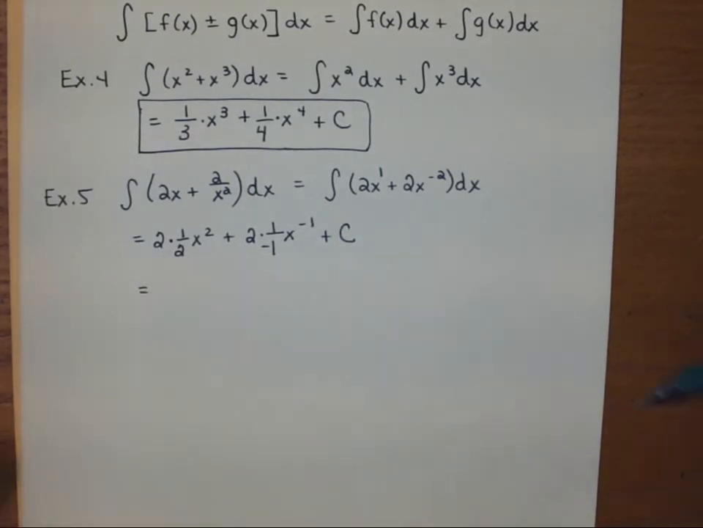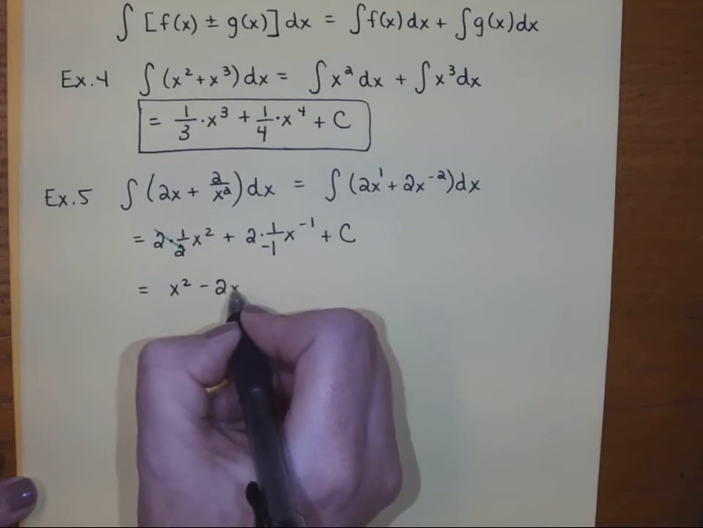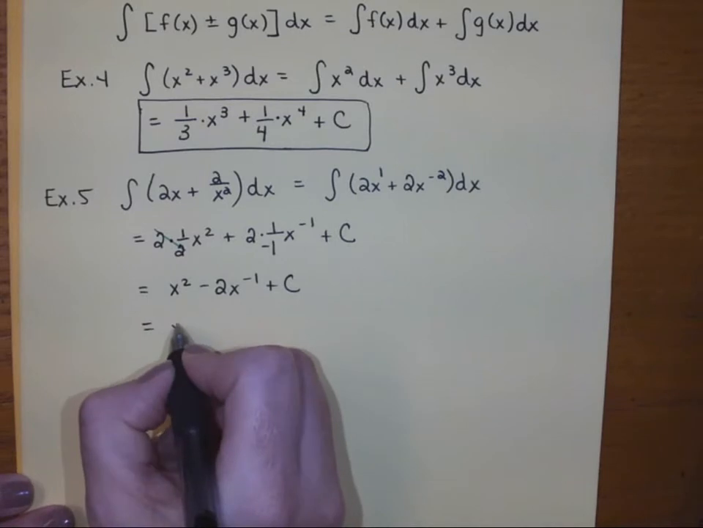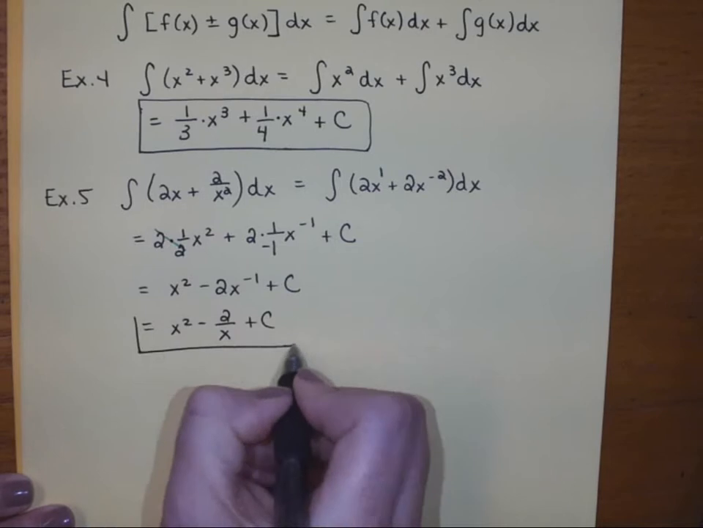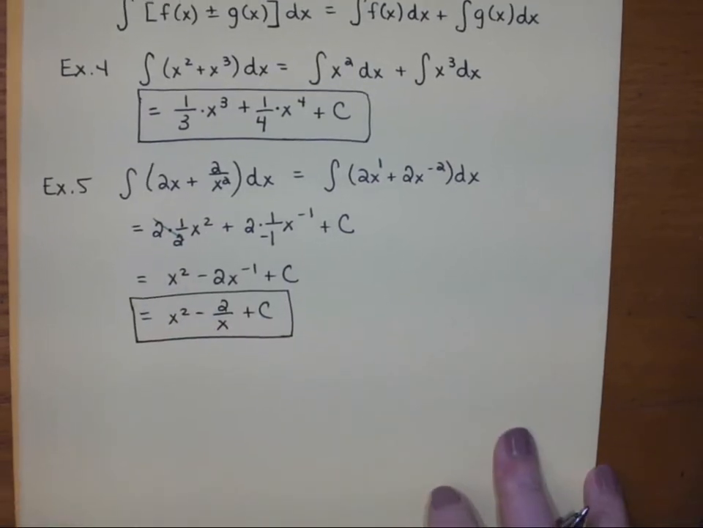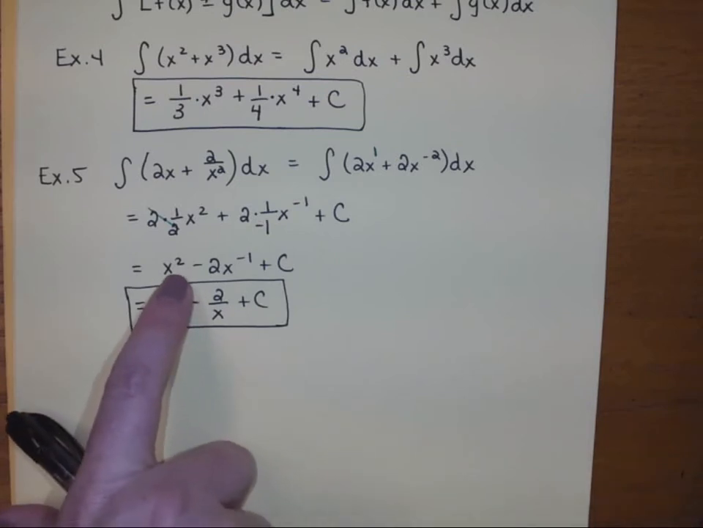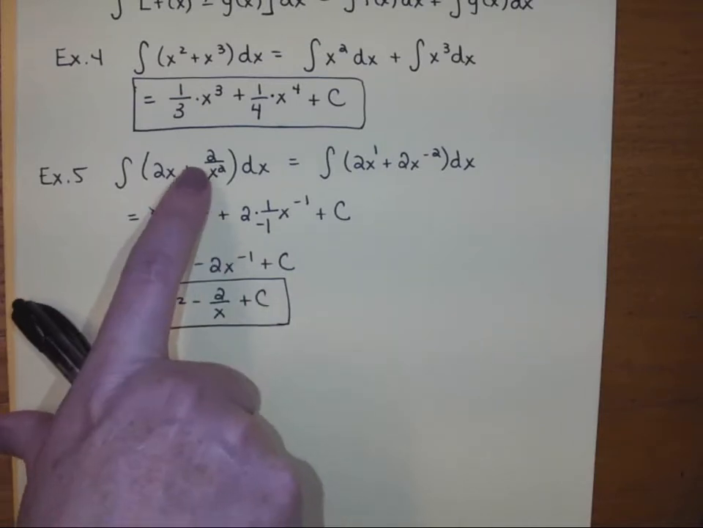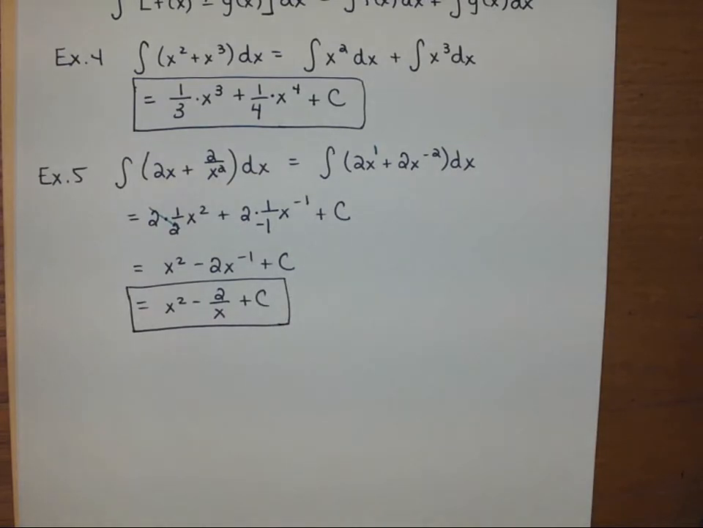So in the end, 2 times a half goes to 1. So this is just x squared. 2 times negative 1 is just minus 2x to the negative 1 plus c, which could be simplified as x squared minus 2 over x plus c. Okay, so not trying to beat a dead horse, but again, take the derivative of x squared, you get 2x. If you take the derivative of this, you would move the power around to the front, you would get 2x to the negative 2, right, which is exactly what we changed that to, so we're good to go.